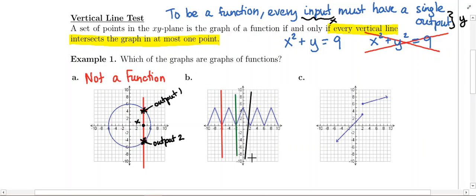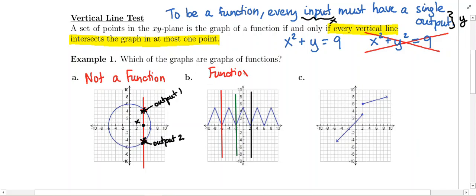But every time you draw a vertical line, because this graph is a zigzag, it's only going to intersect the graph one time, okay? So that tells you that every input does have a single output. So this is a function.